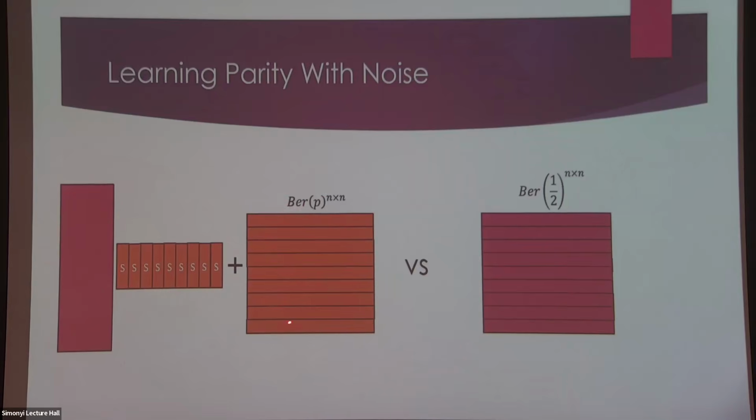So what is the only problem? Why is this not exactly what LPN says? The problem is that I'm reusing this matrix. So I'm having exactly the same equations in all of those n different ways. So this is the only difference from LPN. But in fact, it doesn't matter that much. There is a relatively straightforward way to show that this is still hard.